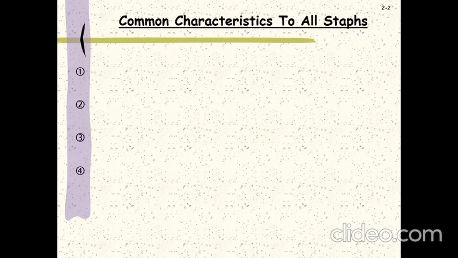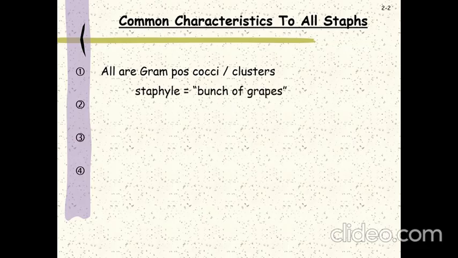Next, we're going to talk about some common characteristics that exist with all staphs, all Staphylococcus. The first one here that I would like you to write down, the first out of 4, is that they are all gram-positive cocci that form clusters. At least the pathogenic ones do, and the clusters are implied in the name there.